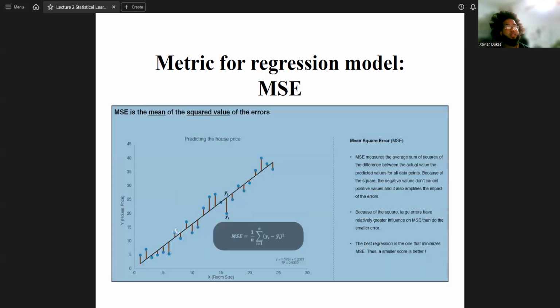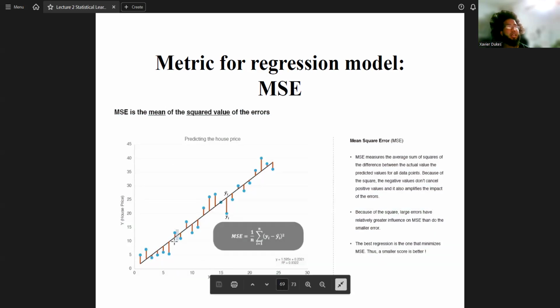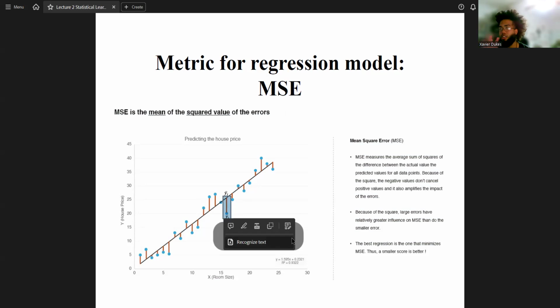So if I have a really small error, let's say I was $1 off on house price. Well, one squared is one. It's not that big a deal. But let's say this is $4 off on a house price. Well, then the difference between the expected value and the output value is 4. When we square it, it becomes 16, and that results in a larger error.